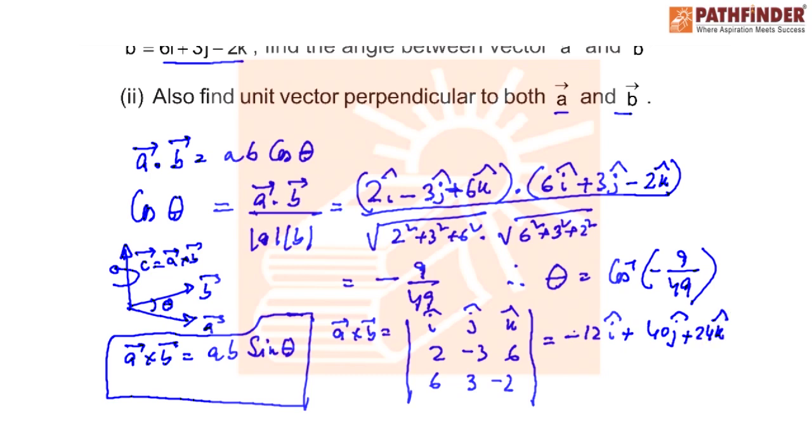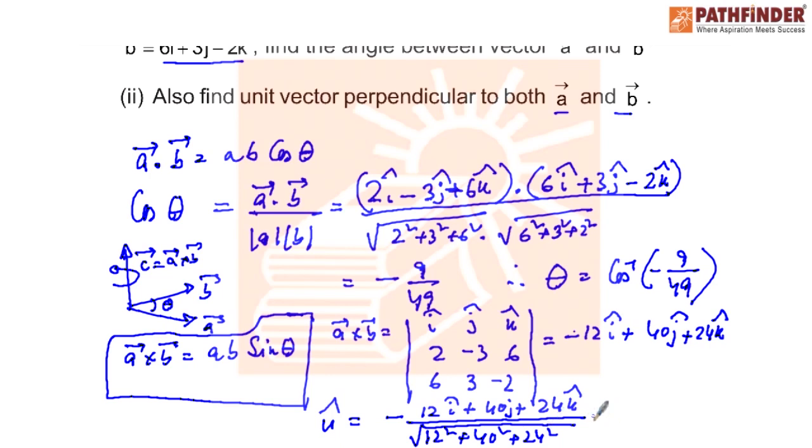Now mind you, you are asked to find a unit vector of this vector. So the unit vector, as you know, is the cross product divided by its mod value. So the unit vector that you are asking for is minus 12i plus 40j plus 24k divided by the mod value of this whole thing, which is root over 12 square plus 40 square plus 24 square. So that is your unit vector. Now you can just simplify it, and at the end it will come as minus 3i plus 10j plus 6k divided by root over 145. So that is your result. It is the unit vector perpendicular to both a and b.